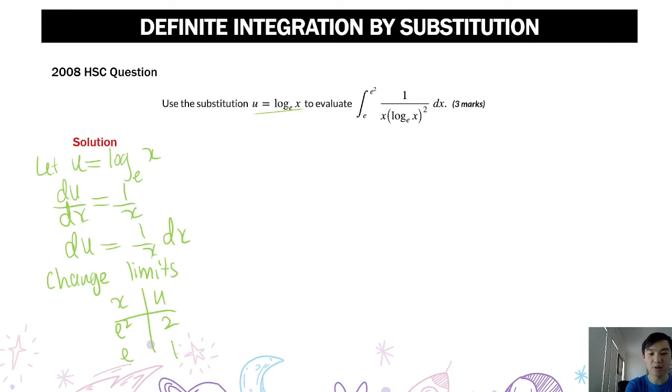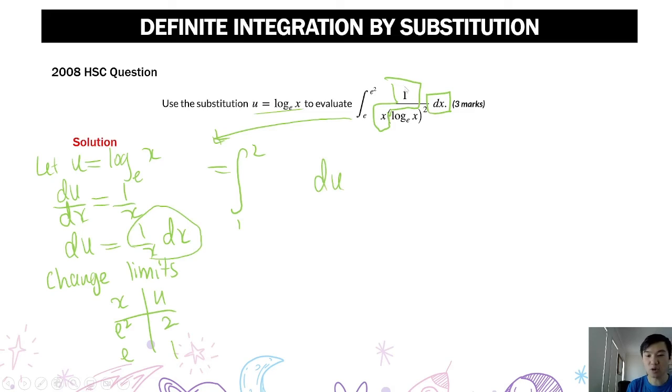So now we can say that this integral is equal to, with my new limits from 1 to 2, the 1 over x dx becomes a du, because 1 over x dx is du. And now I just have 1 over log base e x squared, so that's just going to be 1 over u squared, because u is equal to log base e x. So this is the same thing as integrating u to the power of negative 2 from 1 to 2. So this will become u to the power of negative 1 over negative 1 from 1 to 2.